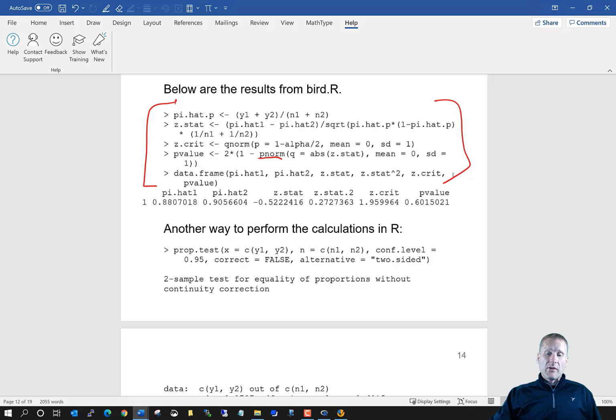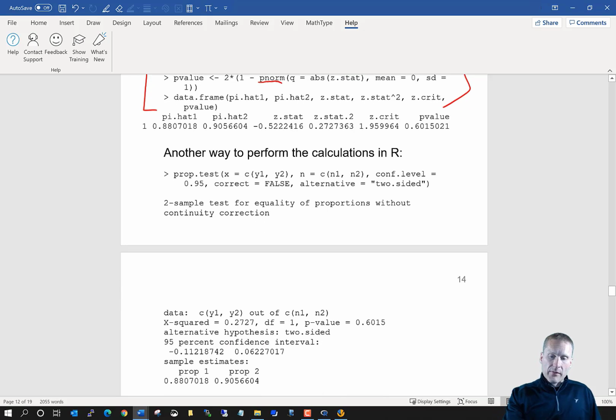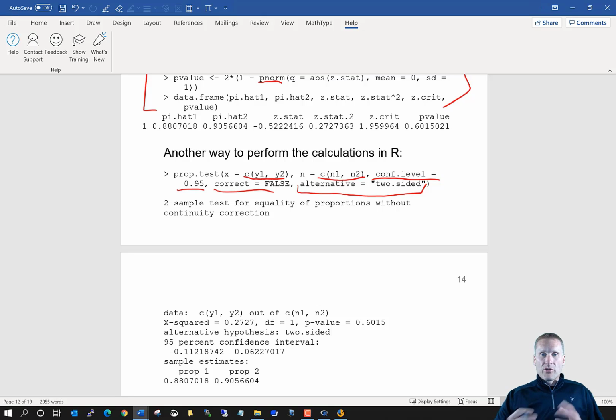Another way that we could perform the tests in R is to use prop.test. Now for our x argument, we use the unadjusted sample values. So y1, y2, n1, and n2. Conf.level is 0.95. Our alpha is 0.05. Correct equal false. And I just want to mention here too, even though this is the default, alternative equal two.sided. We have a two-tailed test. There are similar alternative argument values that you can use for a left-tailed test and right-tailed tests.